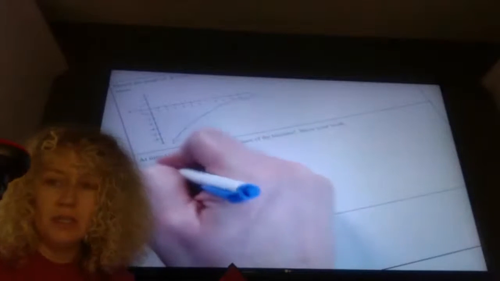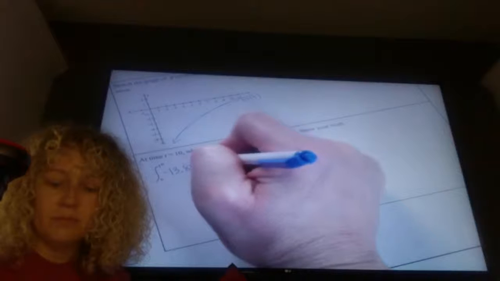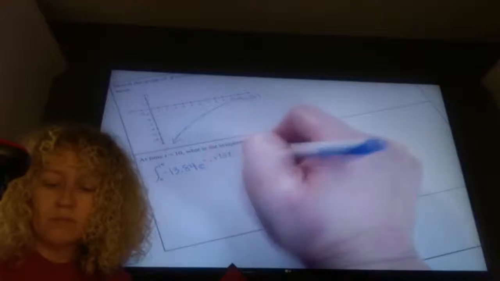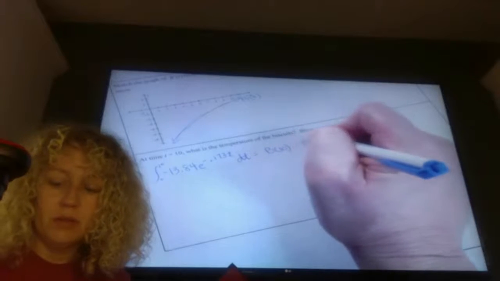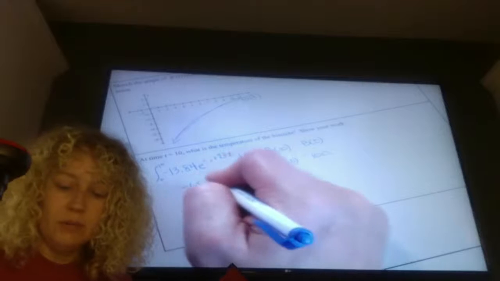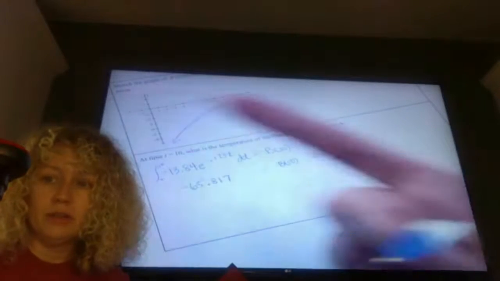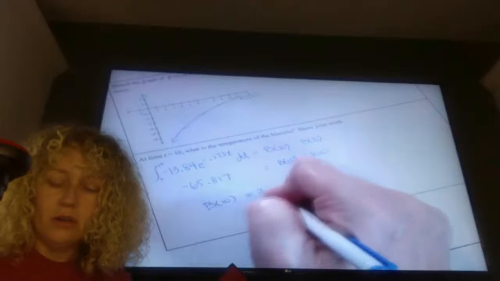All right. At time T equals 10, what's the temperature of the biscuit? Show your work. So you're just going to go from 0 to 10 of this, and that's going to equal B of 10 minus B of 0. You know B of 0 is 100. You're looking for B of 10. You can put all this in your calculator, and you're going to get negative 65.817. Then you add 100. So 10 minutes after those biscuits come out of the oven, they are 34.183 degrees Celsius.